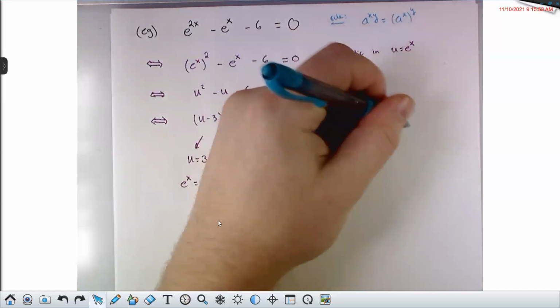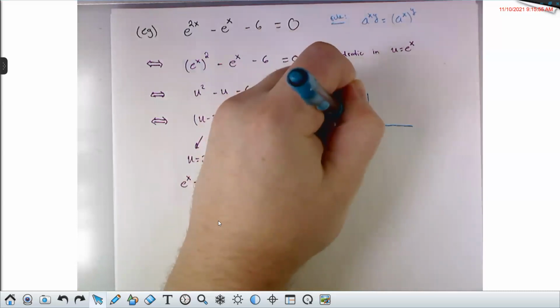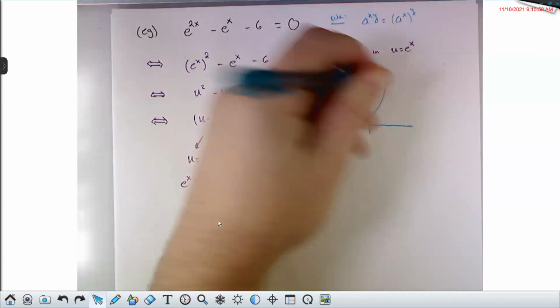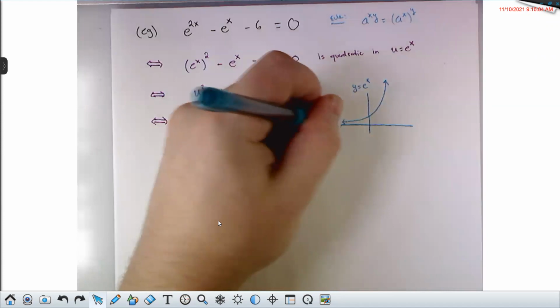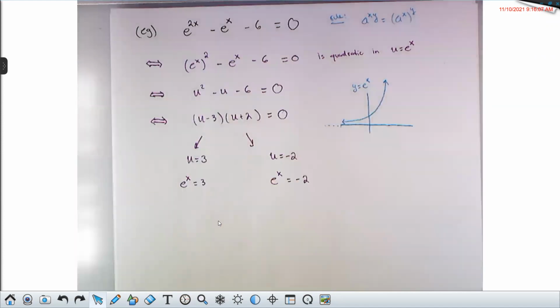Take a quick look at the graph of e to the x. Here's y equals e to the x. It's got a horizontal asymptote, y equals 0, goes through 0, 1, all that good stuff. Does this graph ever intersect the graph y equals -2? Nope. -2 is like down here, right? So this thing never touches that.